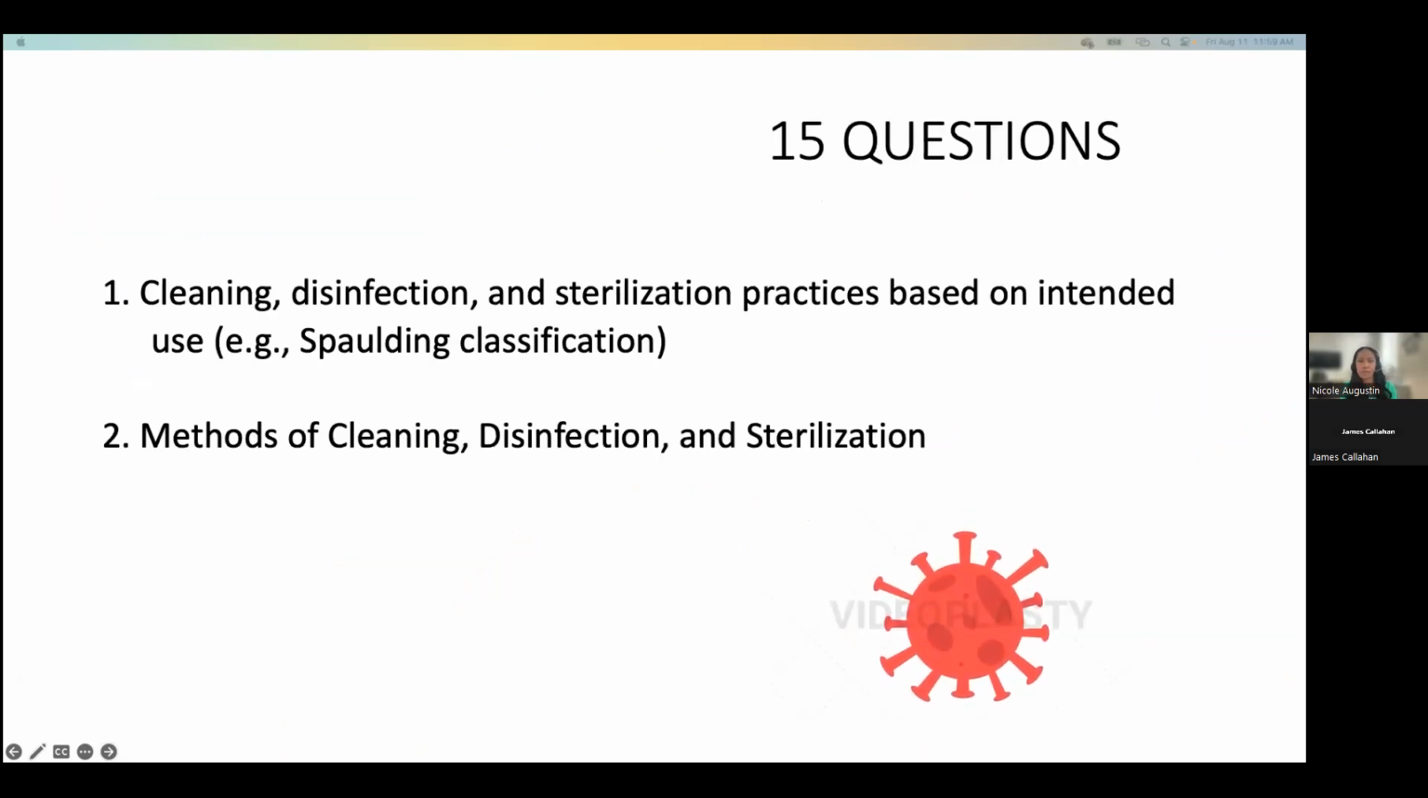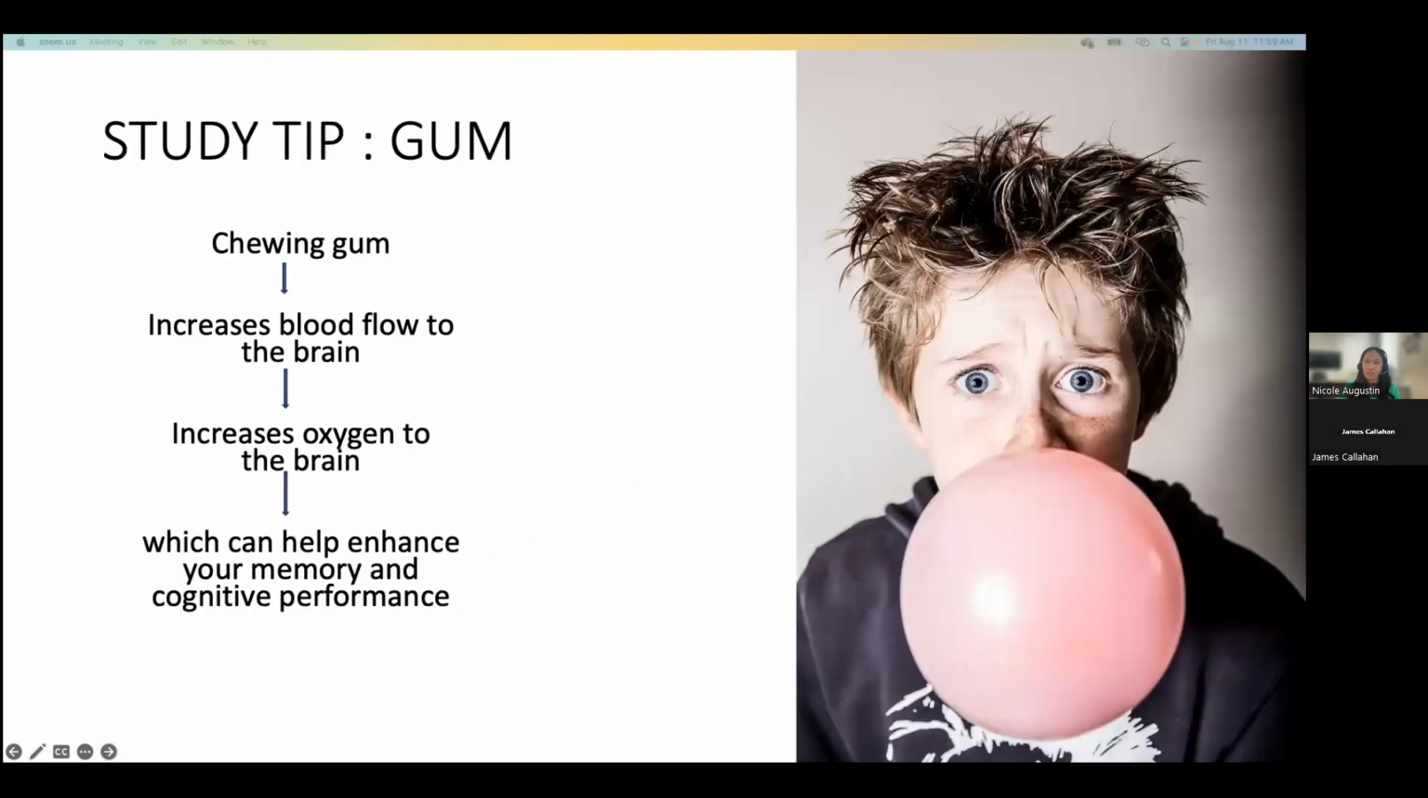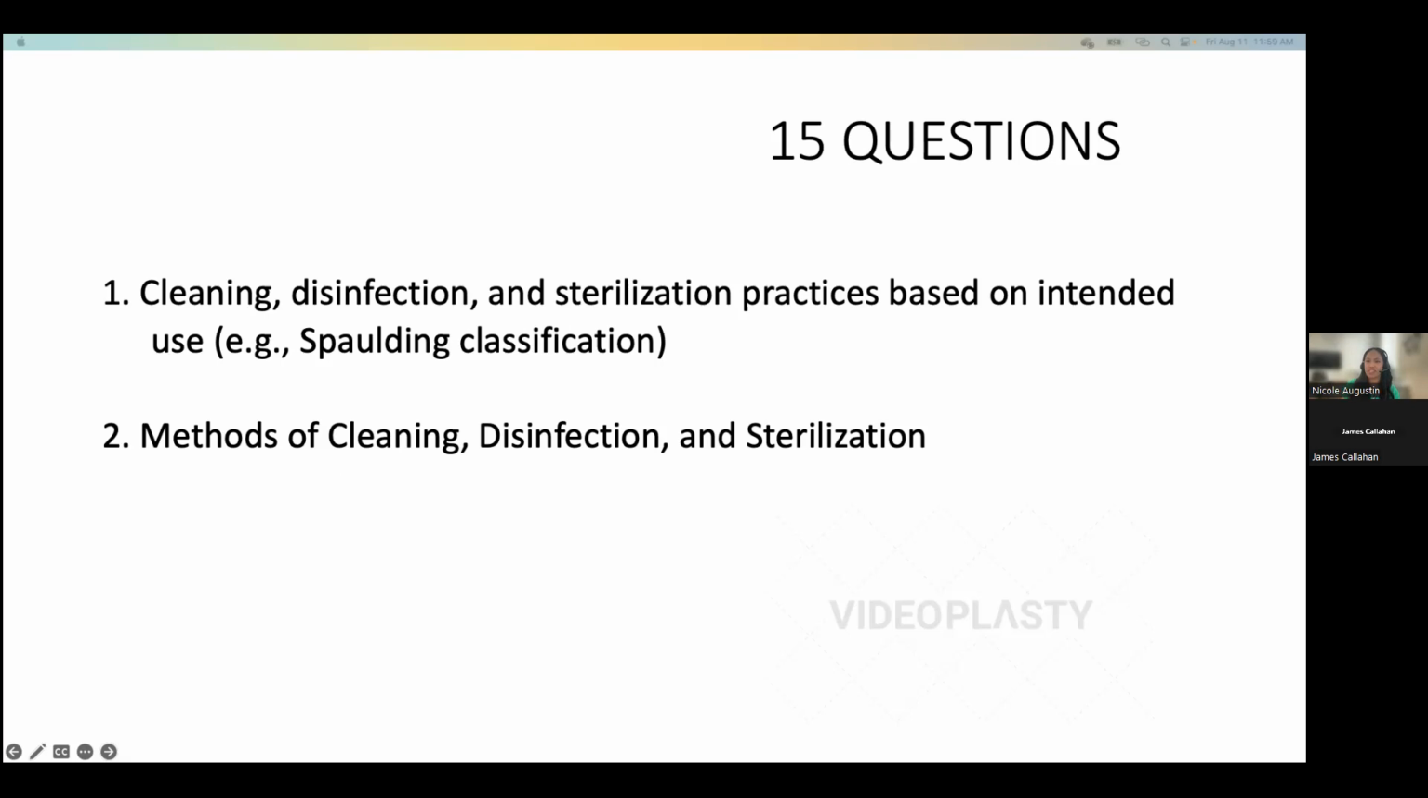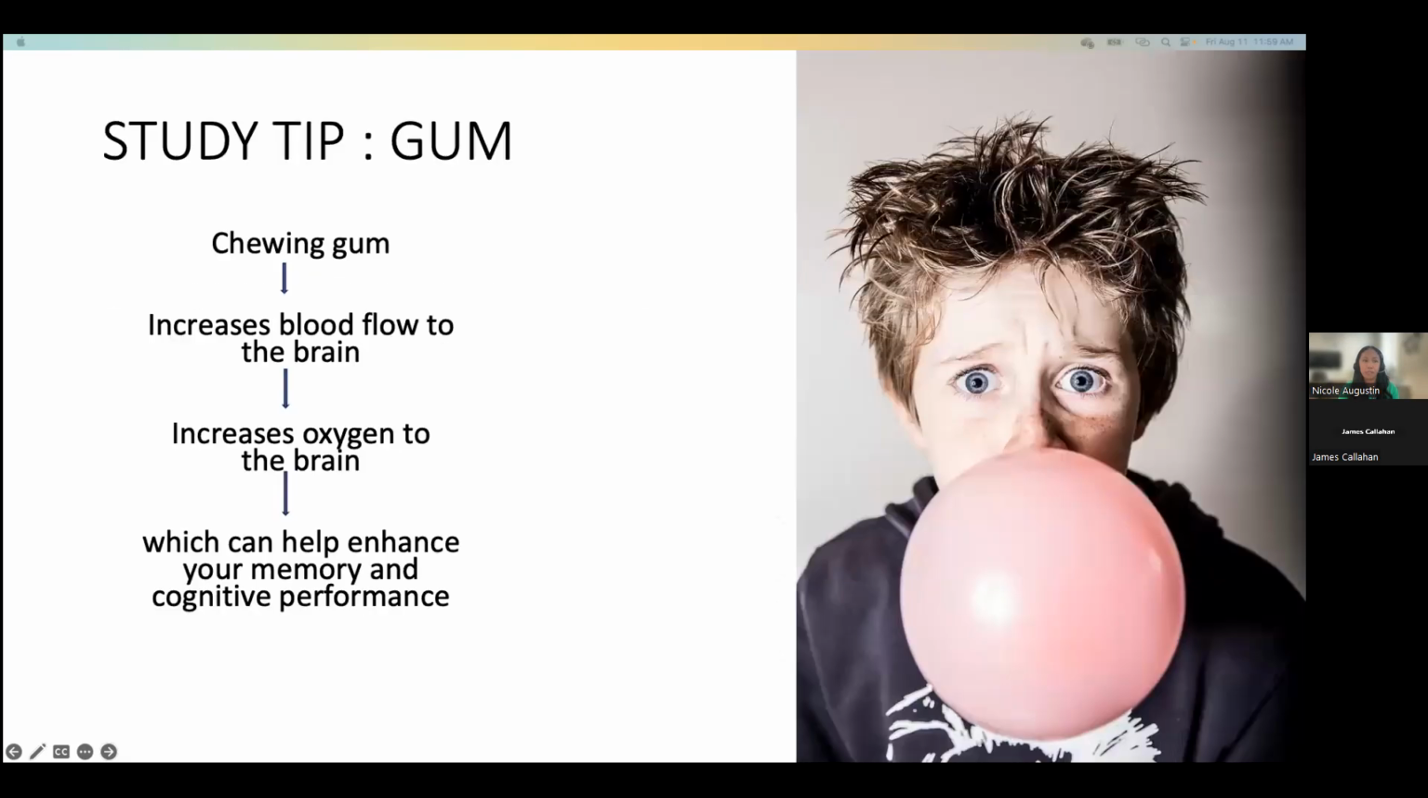As per CIVIC, there will be about 15 questions related to cleaning, disinfection, sterilization. Number 1, it includes practices based on intended use, such as Spalding classification. Number 2, methods of cleaning, disinfection, and sterilization. It is a lot of content that I personally found difficult to understand in the beginning because of the amount of details and wording I was not familiar with. In addition, it's not something that I use in my daily practice. My goal is to give you some techniques to help you memorize the types of cleaning, disinfection, and sterilization so you'll be ready for the exam.